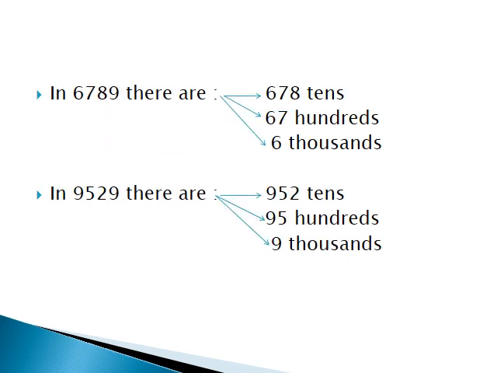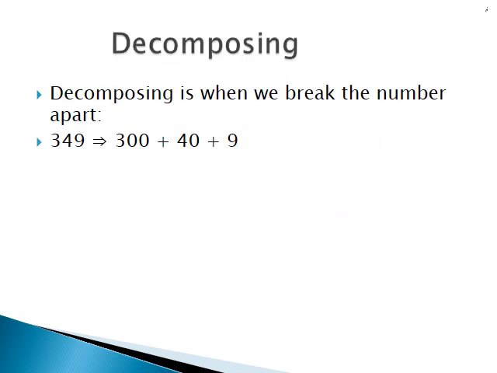In 6789 there are 678 tens, 67 hundreds and 6 thousands. While in 9529 there are 952 tens, 95 hundreds and 9 thousands.